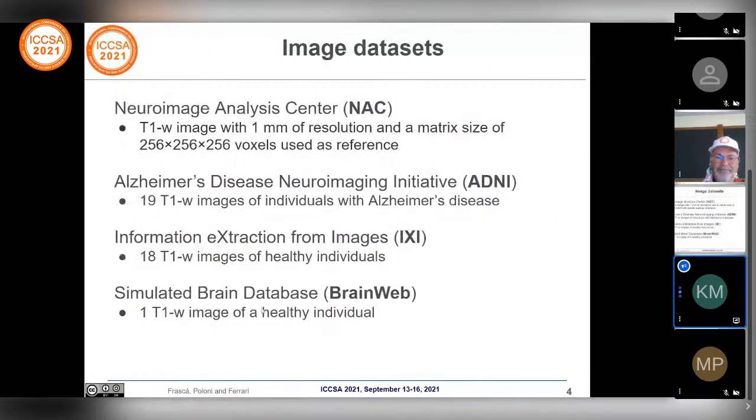We have used 4 distinct image datasets: the Neuroimage Analysis Center with a T1 weighted image used as a reference for the pre-processing step, the Alzheimer's Disease Neuroimaging Initiative with 19 images of individuals with Alzheimer's disease, the information extraction from images with 18 images of healthy individuals, and the simulated brain database with 1 image of a healthy individual.